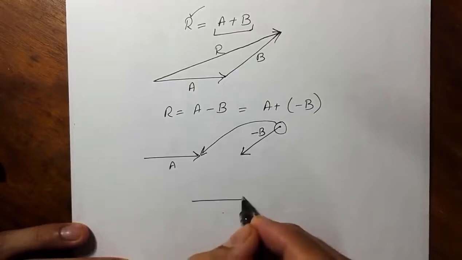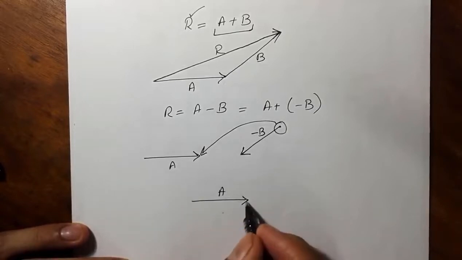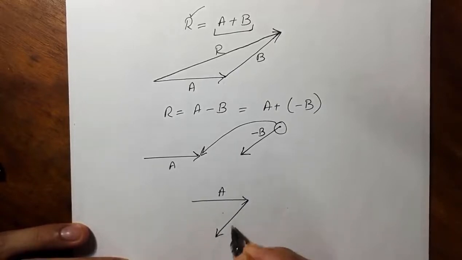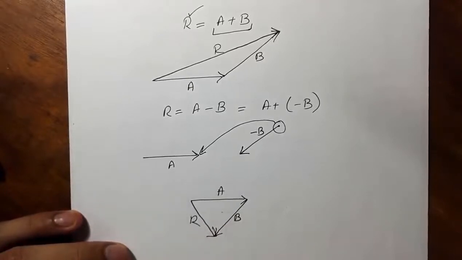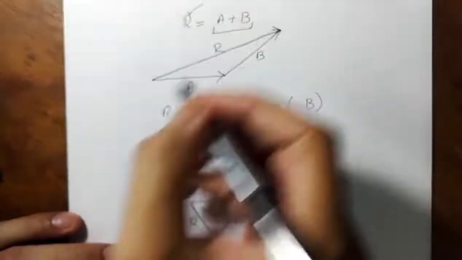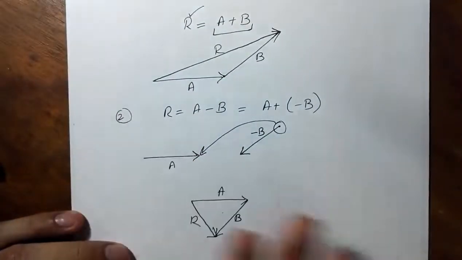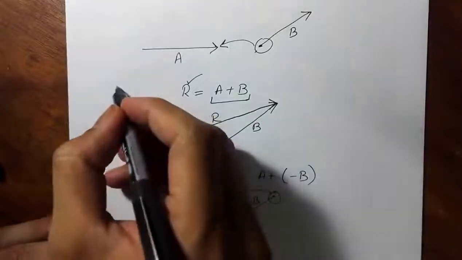So vector A over here, vector B over here. So the resultant is like this. This will be the resultant vector. Okay, so this was our second example, this was our first example.